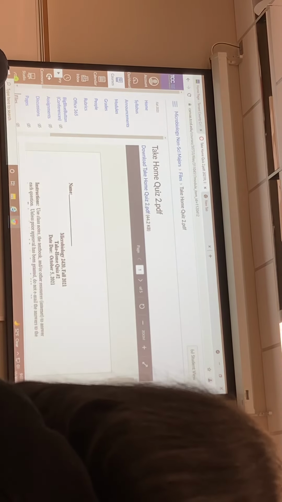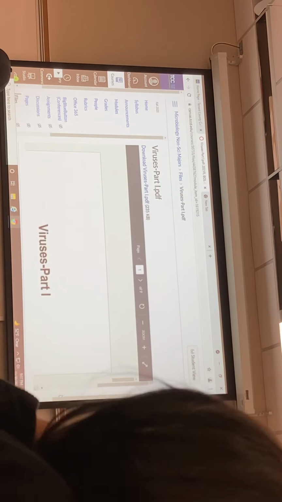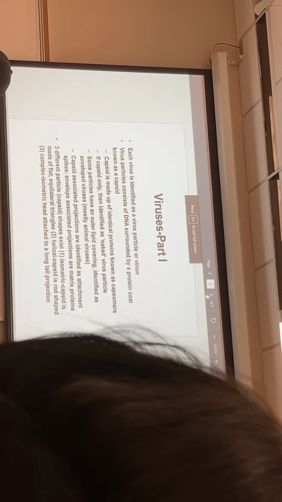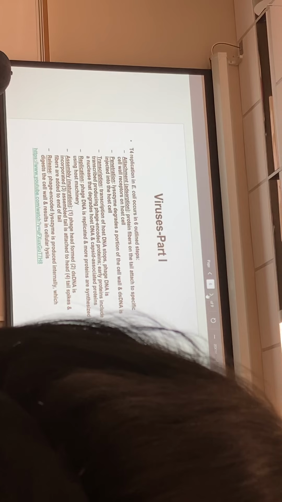Take home quiz number 2. So we only have 1 more to go over here. So viruses. So this one, I do want you guys to go back and review that T4. So everybody remember T4, the steps associated with T4. Make sure you go back and review these in order in relation to how T4 replicates in E. coli. Okay? Any questions about that?